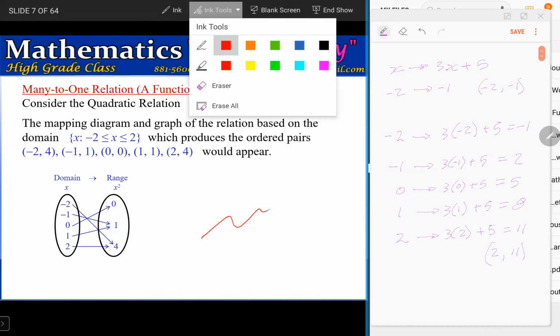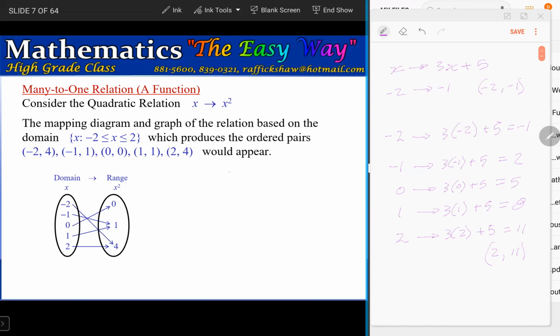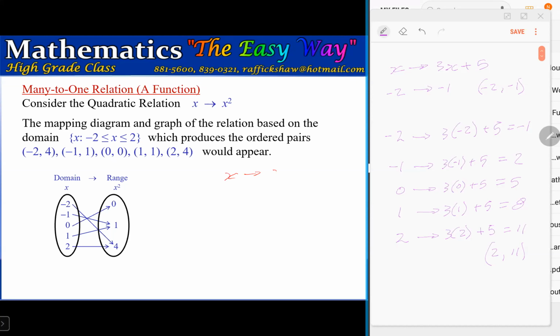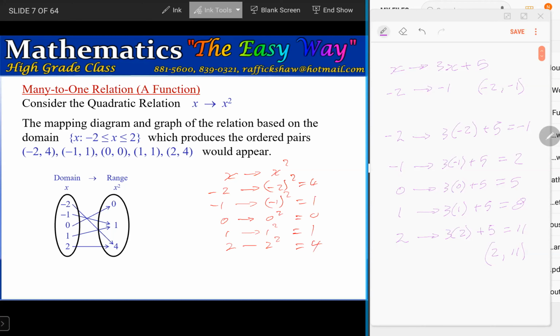All right, so look at it now. I'm saying that the x maps to x squared. So we'll get the values. The negative 2 maps to negative 2 squared. That's how we get the 4. And the negative 1 maps to negative 1 squared. Negative 1 squared is 1. Then the 0 maps to 0 squared. 0 squared is 0. Then the 1 maps to 1 squared. 1 squared is 1. And then the 2 maps to 2 squared, and 2 squared is 4. So that's how we get those pairs. Nothing complicated. All right?